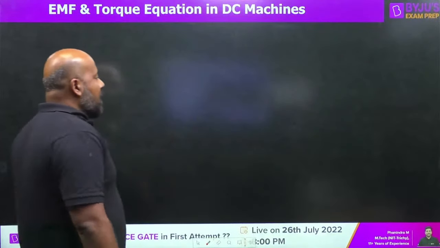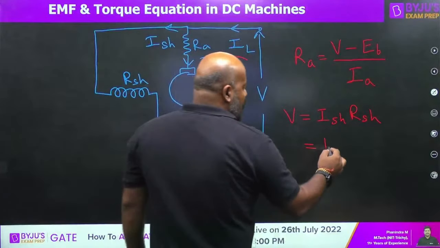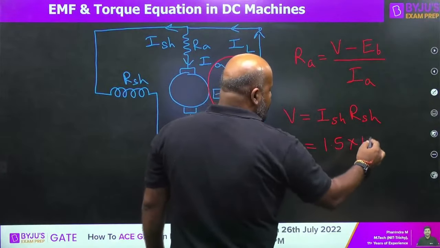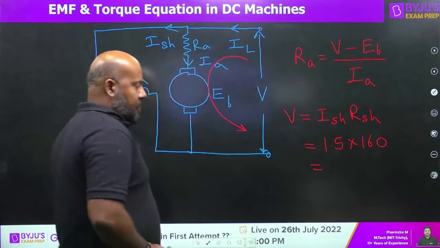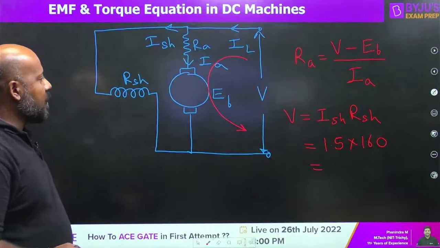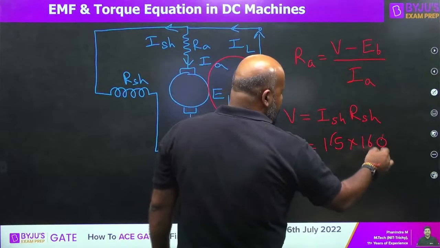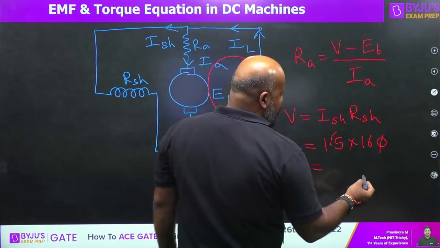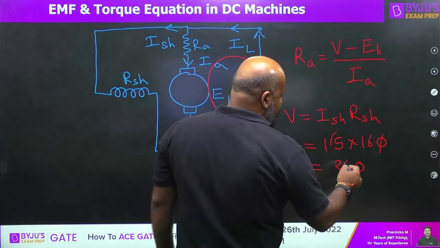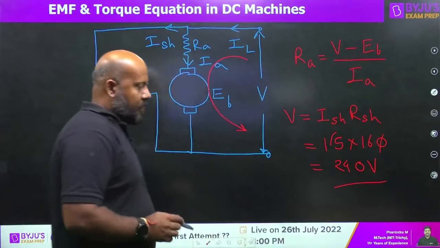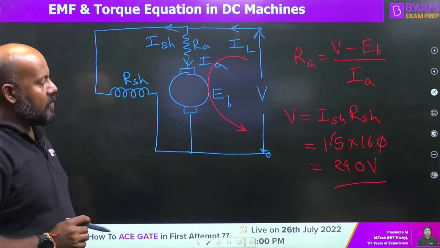What is the shunt field current? The shunt field current is mentioned as 1.5 amperes. And what is the shunt field resistance? I think it is 160. So just multiply this and you will get the DC supply voltage. I think it should be, is it 240 volts coming? Yes. Just confirm it.